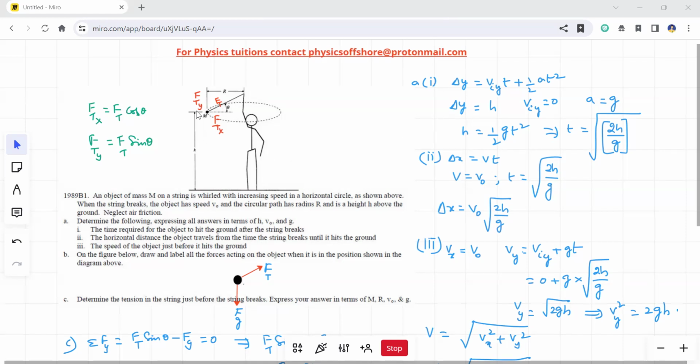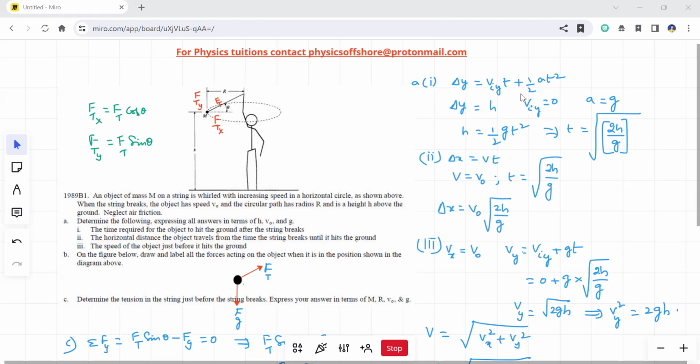So here delta y is the height h. So we use the kinematic equation. This is an integrated problem. Therefore, the first one is the kinematic equation: delta y is equal to v_iy t plus half a t squared. Here delta y is the height h and then v_iy is equal to 0 because the y component is 0, because the object is making a horizontal circle, not a vertical circle. So in a horizontal circle, whatever velocity the object has is the horizontal velocity, not the vertical velocity.